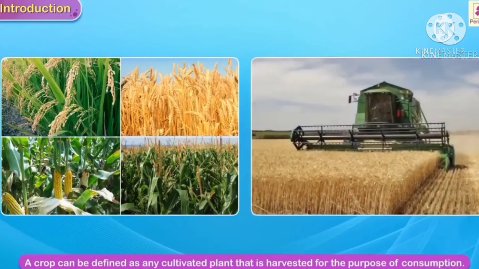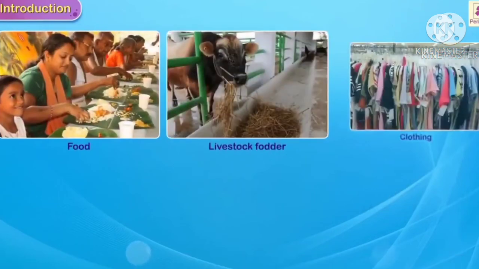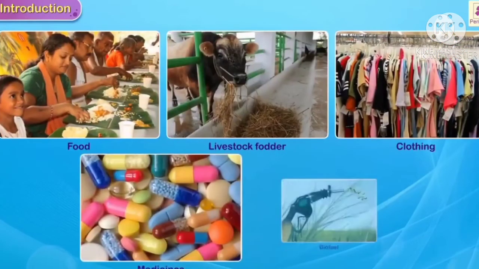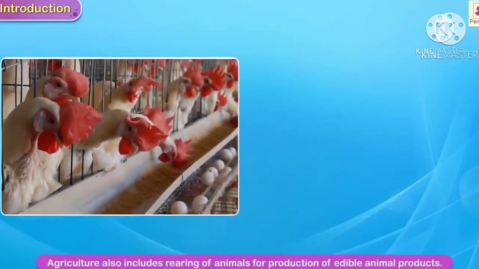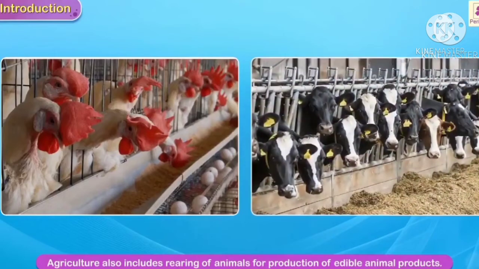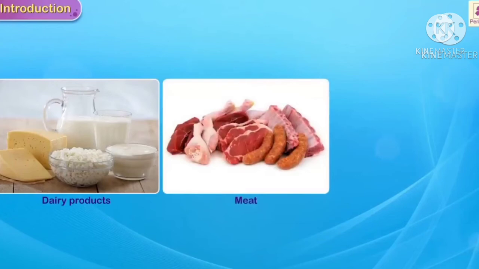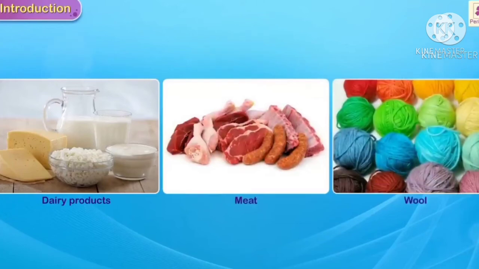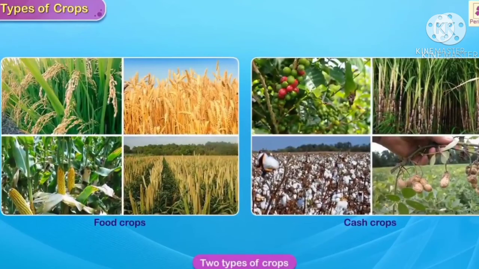A crop can be defined as any cultivated plant that is harvested for the purpose of consumption. So we have food, livestock feed, clothing, medicine, and biofuels. These are all products of agriculture. Agriculture also includes rearing of animals for production of edible animal products, dairy products, and meats. We have wool for making our clothing, food crops and cash crops.